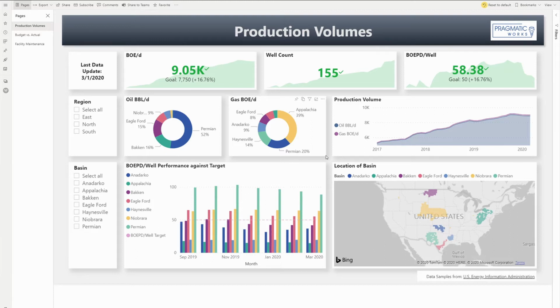Finally, the report features a clustered column chart demonstrating production per well versus a target for the previous 6 months. Each bar represents the volume by basin, and a dashed line represents the target value. By default, the visuals on this page represent all 7 regions. By using the slicers on the left, we can narrow down the analysis to specific regions or basins.